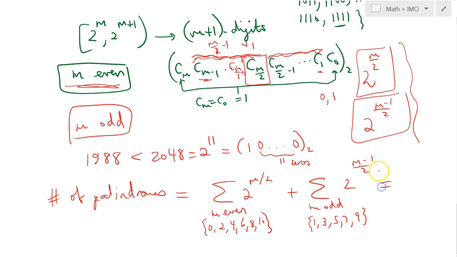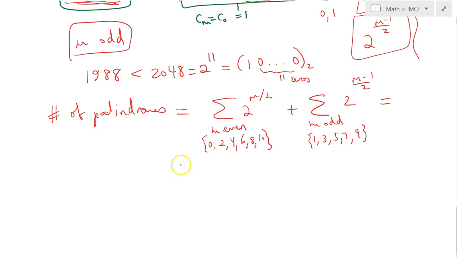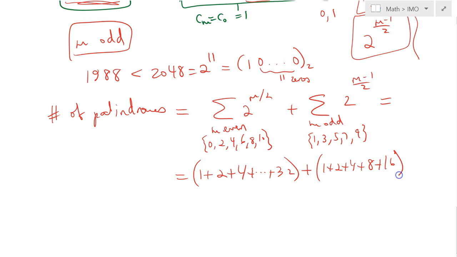And therefore this count, when you do it, for instance, we get 1 plus 2, so this is our first count. When we plug in 2, for instance, we get 2. When we plug in 4, we get 4, all the way to when we plug in 10, 2 to the 5th power, which is 32, plus, and the same thing on the right one, except that here we will have only 5 terms, 1 plus 2 plus 4 plus 8 plus 16. We will stop at 16. So the sum here on the left is 63, plus the sum here would be 31, which is 94.